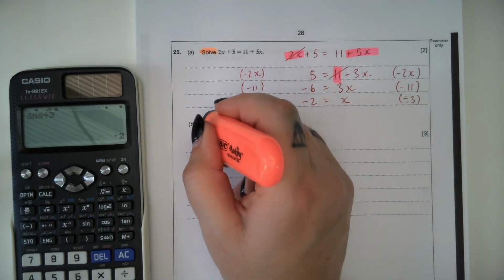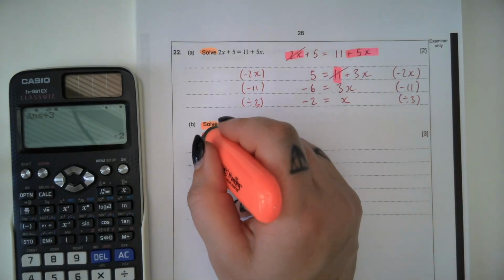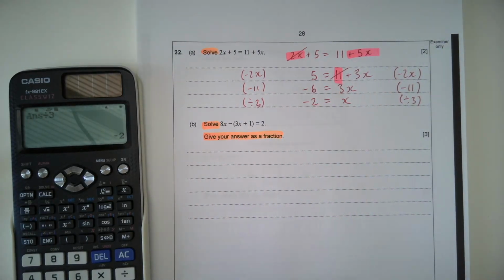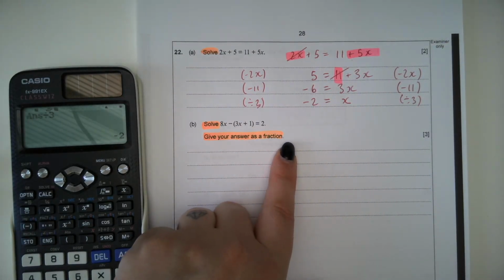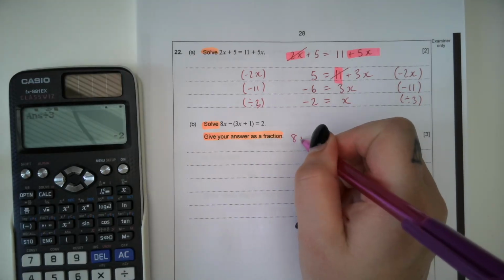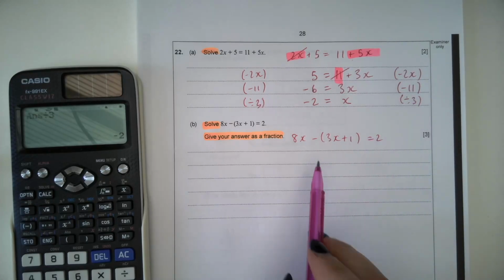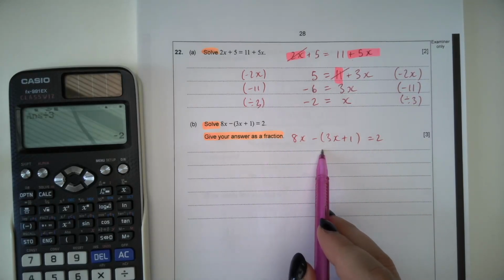Part B. Solve 8x subtract the bracket 3x add 1 equals 2. Give your answer as a fraction. So this is the important part here, guys. We've got to leave our answer as a fraction because they've asked for it specifically. So we have 8x subtract the bracket 3x add 1 equals 2. So I'm going to simplify the left-hand side.